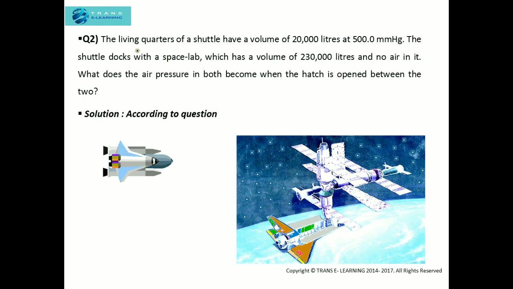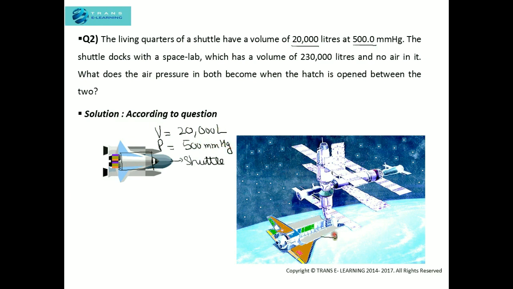The living quarters of a shuttle has a volume of 20,000 liters at 500 millimeters of mercury. So in the first image you can see a shuttle here, and we are considering the living quarter, which has a volume of 20,000 liters, and the air inside it is at a pressure of 500 millimeters of mercury.